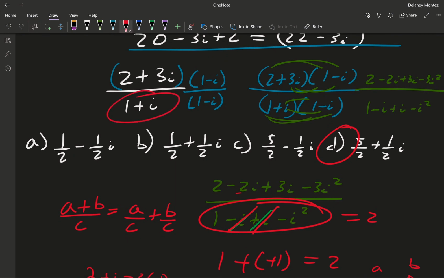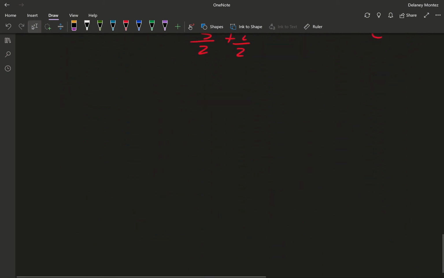So remember, if you want to get rid of an i term on the bottom like this, you just have to multiply by the conjugate. And the conjugate is you just switch the term. So for example, the conjugate of this is just going to be 1 plus 2i. So knowing the conjugate is going to help you a lot.